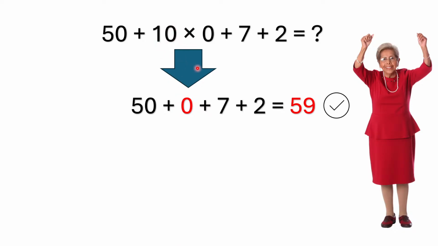I see a lot of people saying, well, if I have 10 oranges and I multiply them by 0, I still have my 10 oranges. So I will actually see a lot of people assume that this is 10. 10 times 0 is 10. It is not 10, okay? You do not understand multiplication by 0. It's 50 plus 0 plus 7 plus 2 is 59.